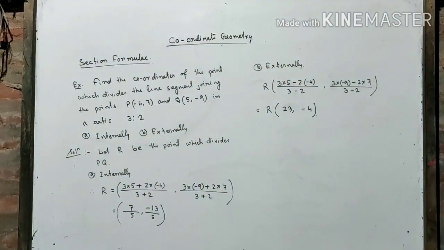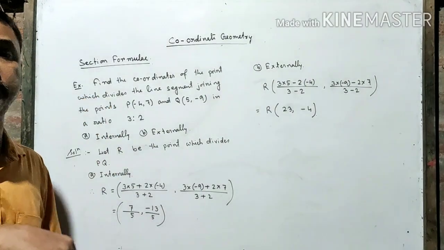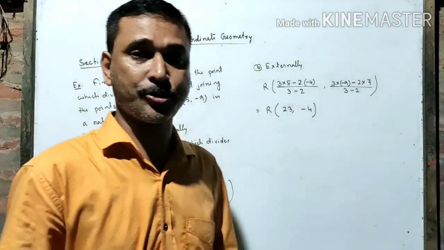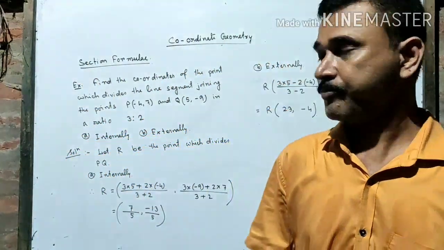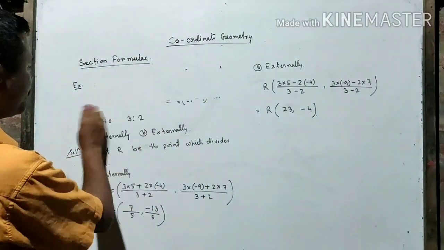Here we have found the point. Sometimes the point will be given and we will be asked to find the ratio. Let us move to the second example.